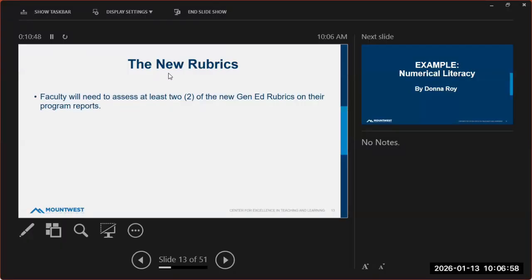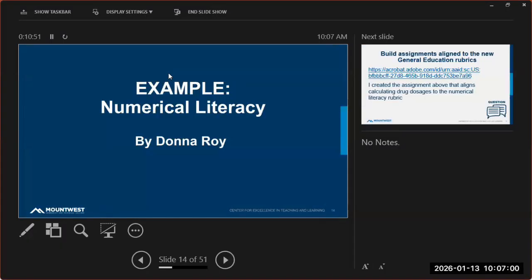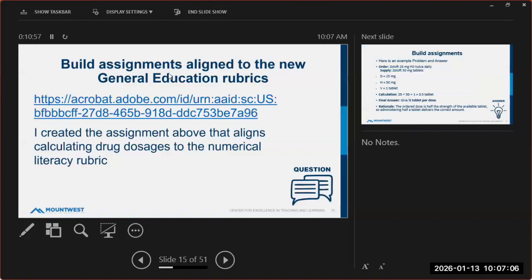Okay. So I'm going to start and just show you some of the ways that I use the numerical literacy. I just used a few of them. So this one is creating an assignment that aligns. Let's hope it works.